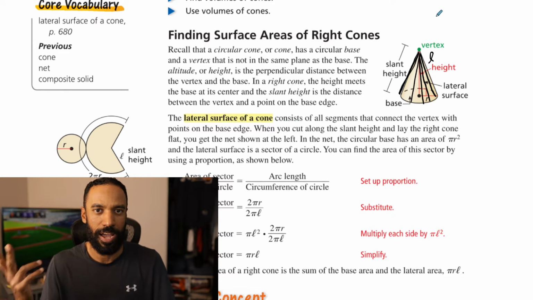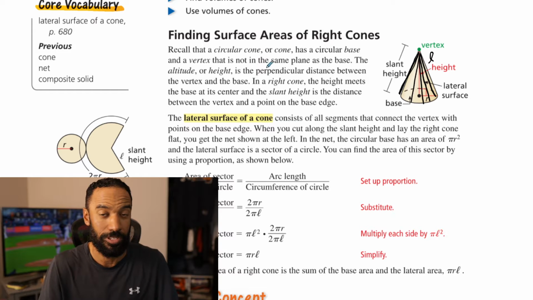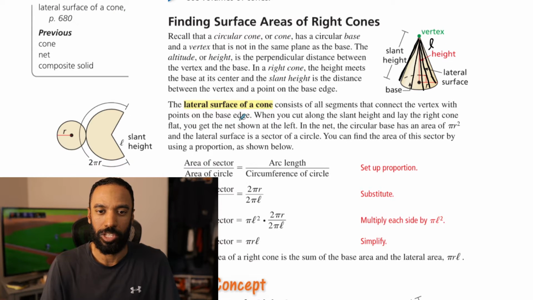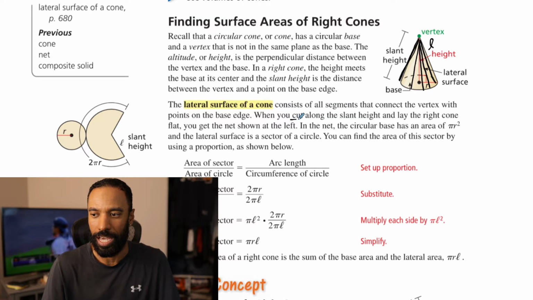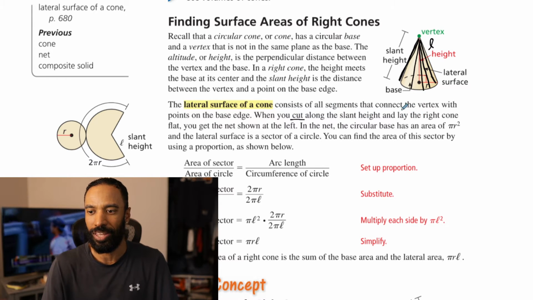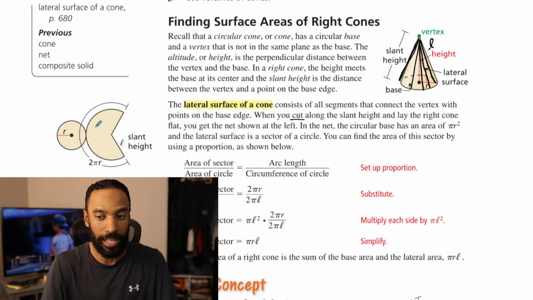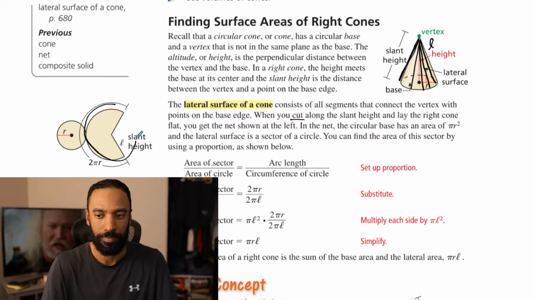R for radius, H for height, L for slant height, not S, not H. Now, all of that's relevant to what we can do to find volume, and especially here, surface area. So the lateral surface is this party hat portion, and you can actually cut along the slant height and lay it down flat. A party hat laid out flat kind of looks like this right here.